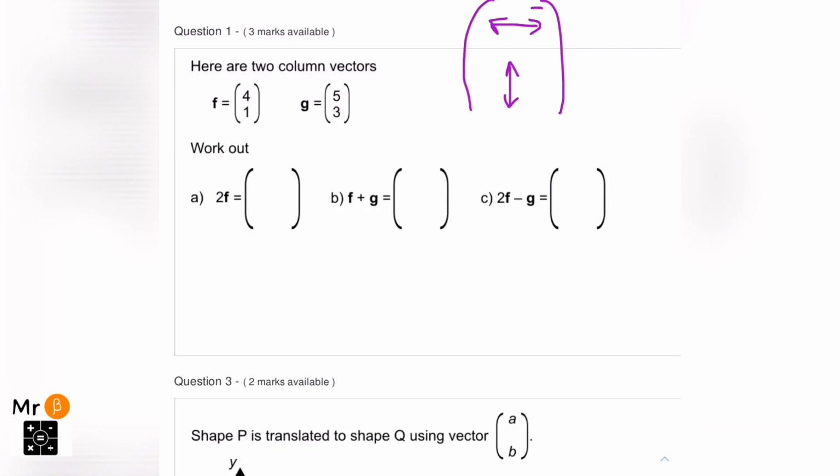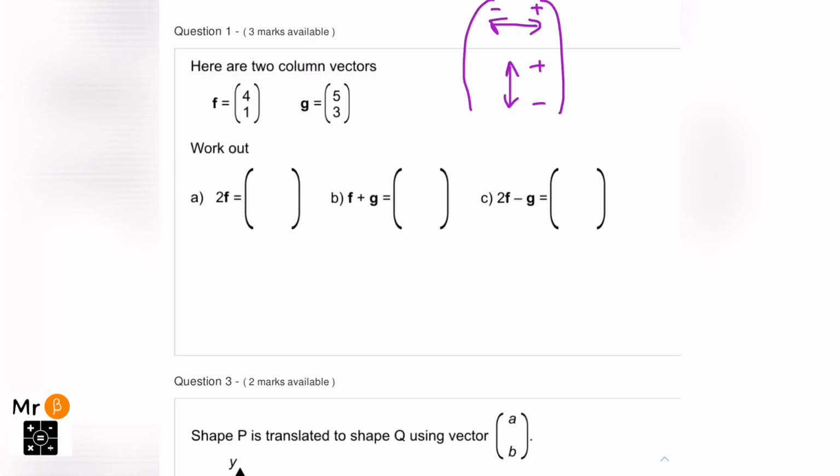If it was a positive number, it would be moving to the right, negative left, and for the second number, if it's positive, it would go up, negative go down. If you can remember that picture, it's going to help you, especially when drawing or using vectors for transformations.